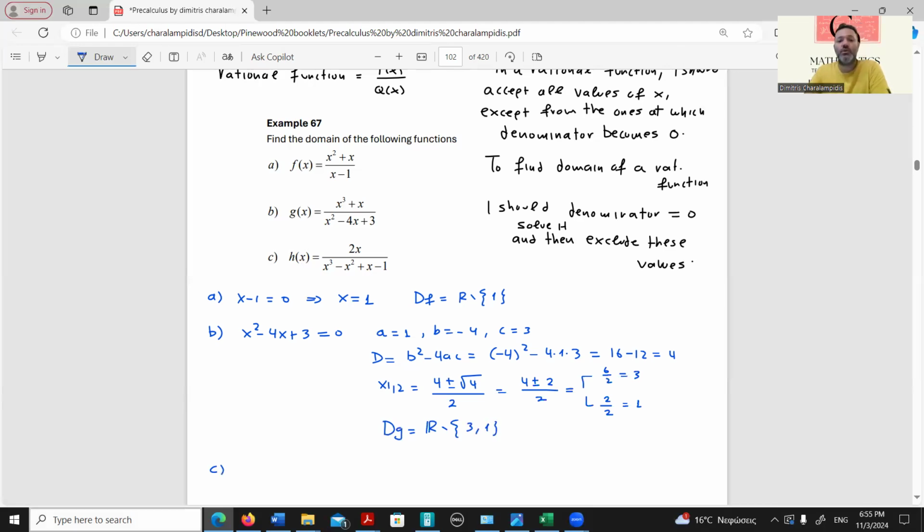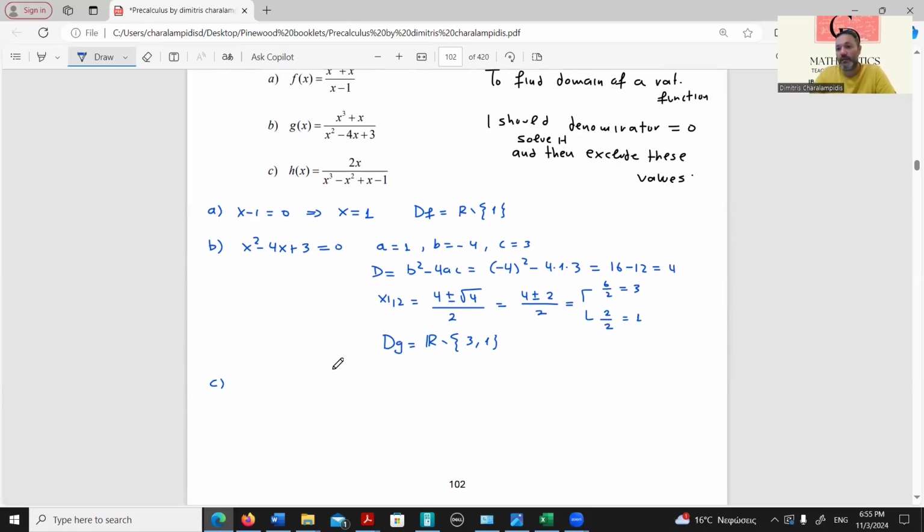And finally, let's go to h of x. h of x is equal to 2x over x cubed minus x squared plus x minus 1. Like before, I should begin by finding out when the denominator, x cubed minus x squared plus x minus 1, is equal to 0. This is a third degree polynomial. Unfortunately, there is not a single methodology. We have some ways of working with this. Hopefully, we wish that we could factorize that.